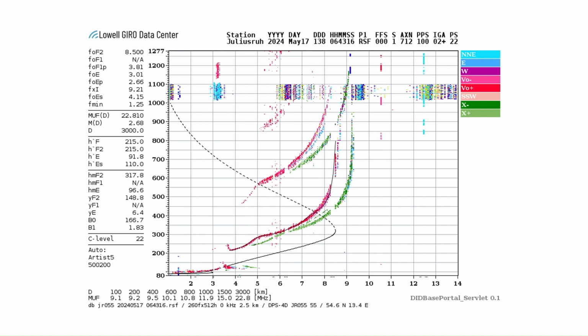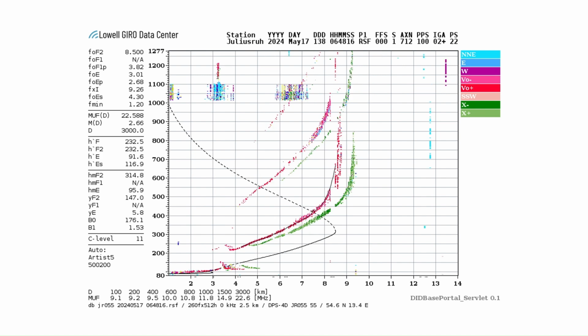So this is a pretty standard Juliusruh ionogram. We've got foE here, foEs here. It's non-blanketing. We have an F1 trace with foF1 somewhere around here. Then we have an F2 trace with an foF2 probably here. I would agree with Artist on that one. Okay, so let's progress in time.